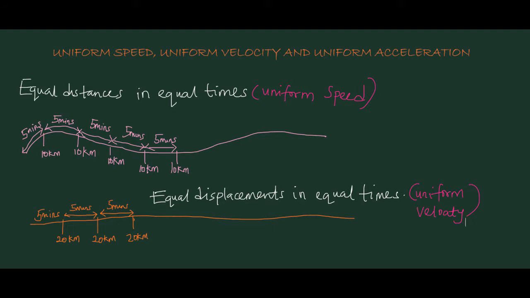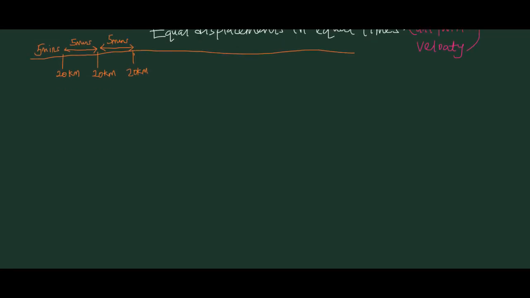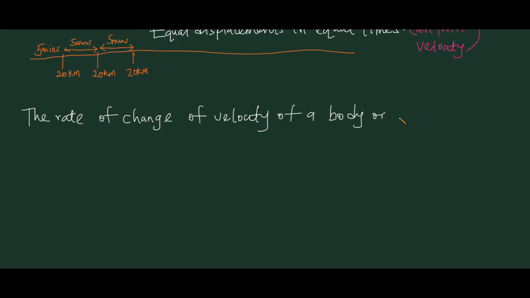Let us now look at uniform acceleration. Uniform acceleration occurs when the rate of change of velocity of a body or object is equal with time.